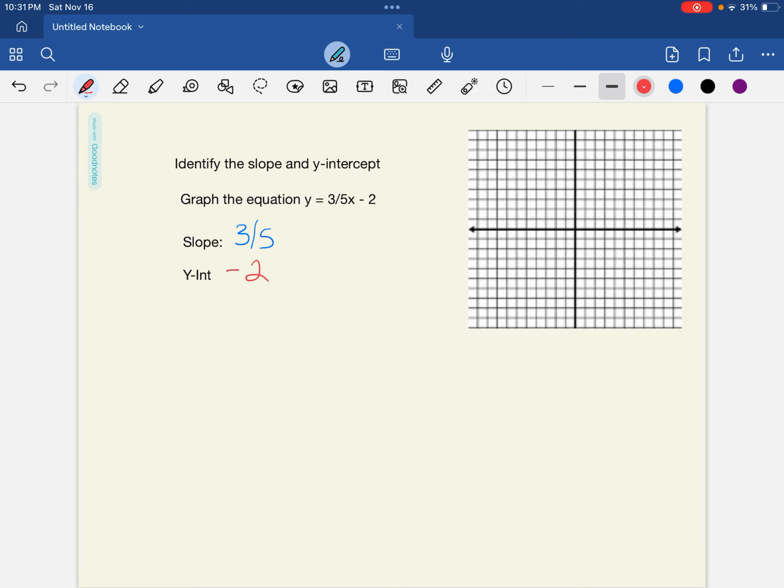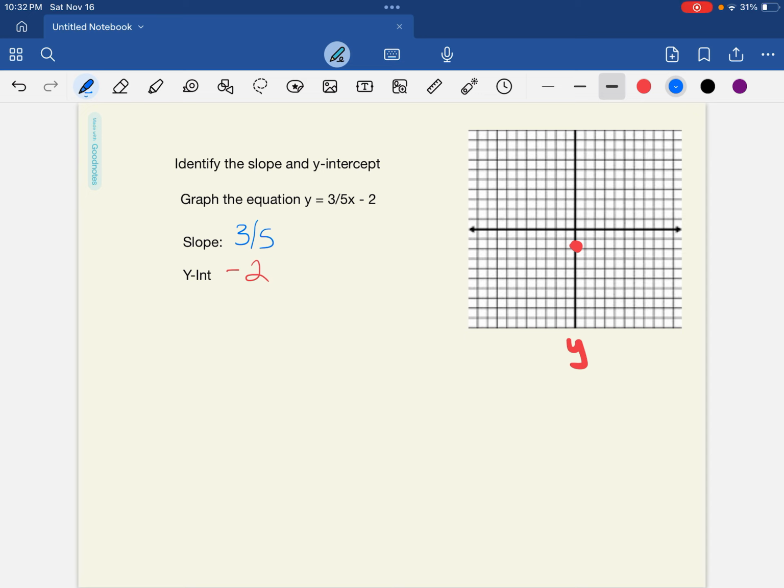Anytime we are graphing in y equals mx plus b, that y-intercept is where we start. So on the y-axis, which is that line right there, I would go to -2 and put a dot. I'm going to do that a little bit better. There we go. Once you have your dot on your y-axis, the next thing I am going to do is use my slope to find the next point.